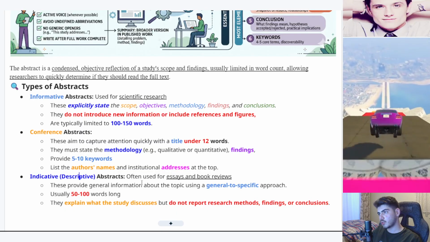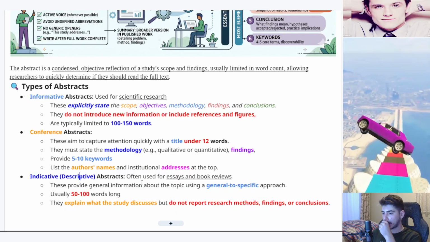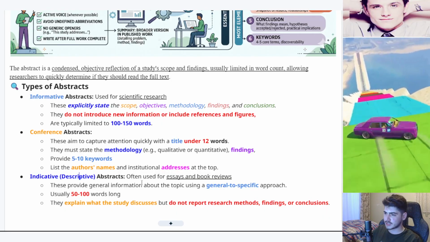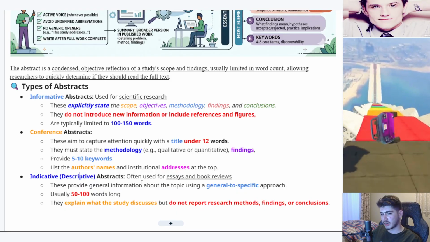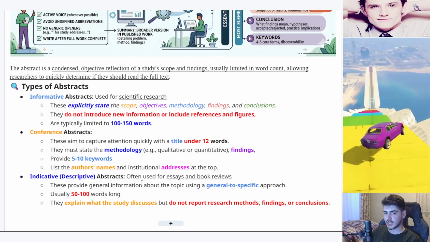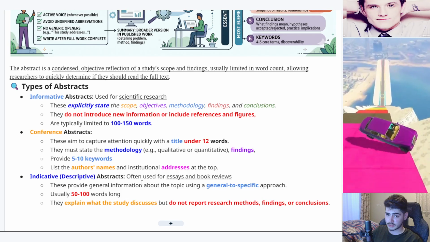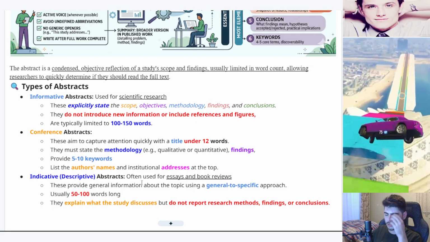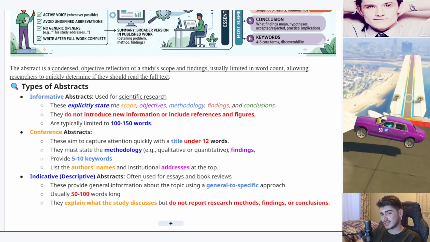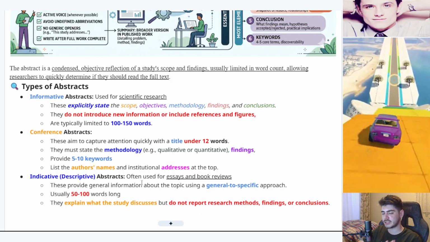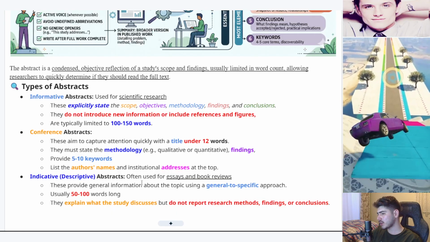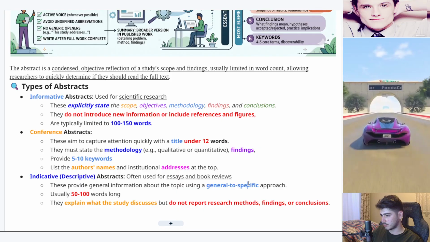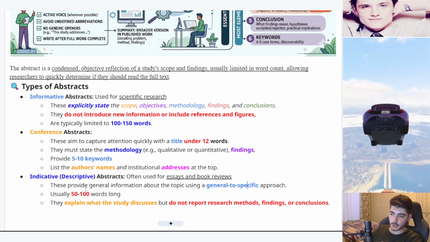So going back to the rat example, the descriptive abstract for the rat example could be something like, in this study, there have been methodologies used to test if caffeine is bad for humans and trying to see the adversarial side effects. You know, not going into too much detail, but still giving some detail about what the project is actually about. So they provide general information using a general to specific approach. I guess this is important as well. And they are usually 50 to 100 words long.